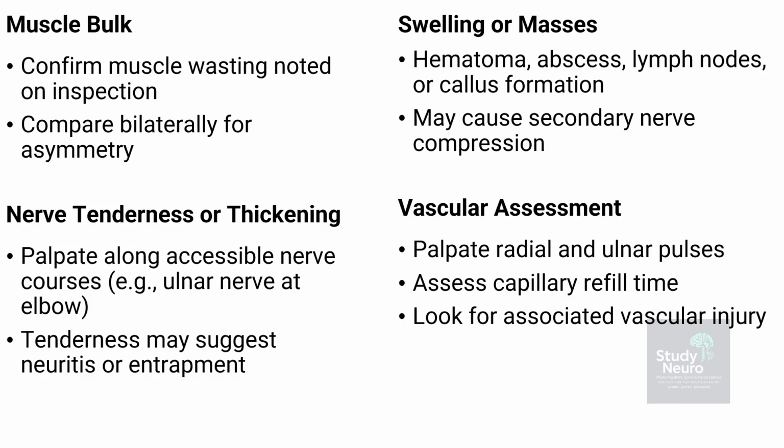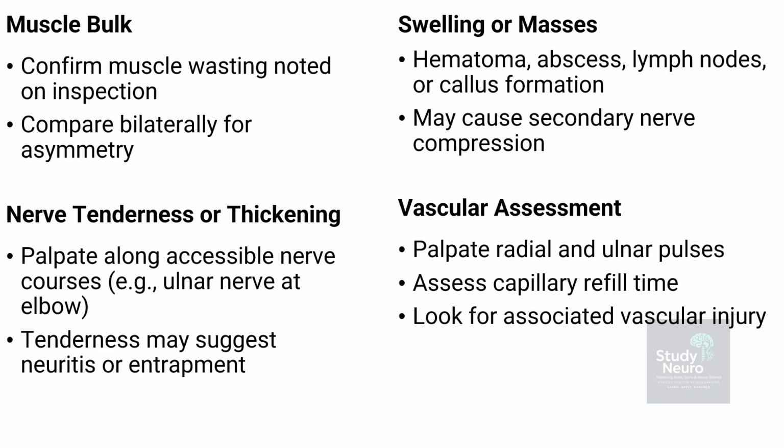As part of palpation, assess muscle bulk to confirm any wasting seen during inspection. Always compare both sides, as asymmetry can help localize the extent and severity of nerve involvement. Next, gently palpate along accessible nerve pathways, such as the ulnar nerve at the elbow. Localized tenderness or a thickened nerve may indicate neuritis or nerve entrapment.